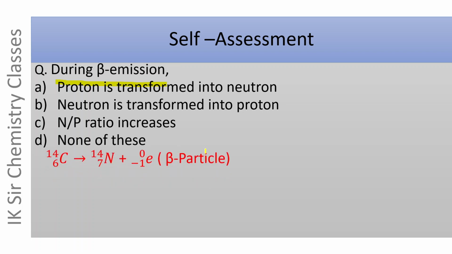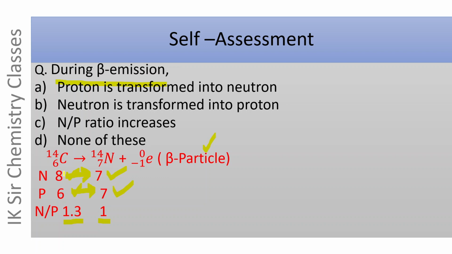C14 emits beta particle as we have seen earlier. C14 contains 8 neutrons and 6 protons. Its N by P ratio is equal to 1.3. N14 contains 7 neutrons and 7 protons. Its N by P ratio is equal to 1. It can be seen that during beta particle emission, the number of neutrons decreases from 8 to 7, while the number of protons increases from 6 to 7.